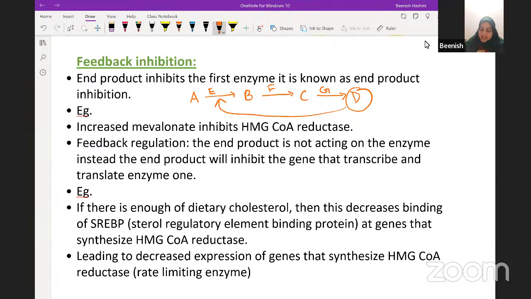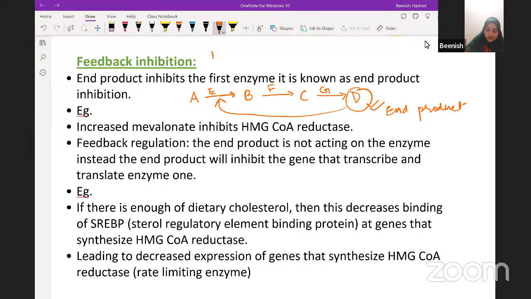That is, here in this case, E. So this is known as end product inhibition. That is, your last product, the end product, is going to inhibit the first enzyme in the pathway. So this is end product inhibition. For example, increased mevalonate inhibits HMG-CoA reductase.